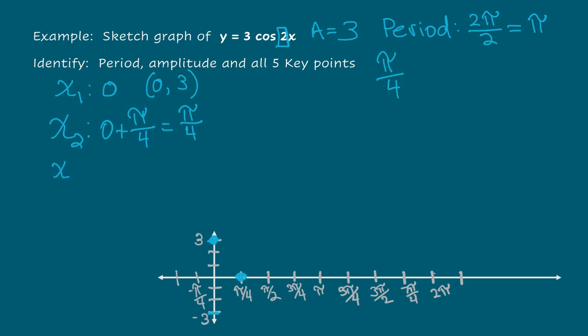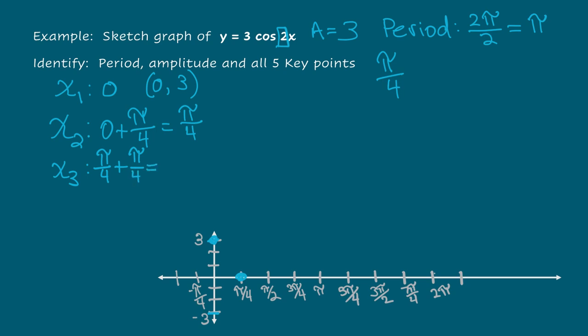Now my third key point, if I'm ever asked for the 5 key points, this is how we obtain them, is going to be pi over 4 plus another quarter period. So pi over 4 plus pi over 4.